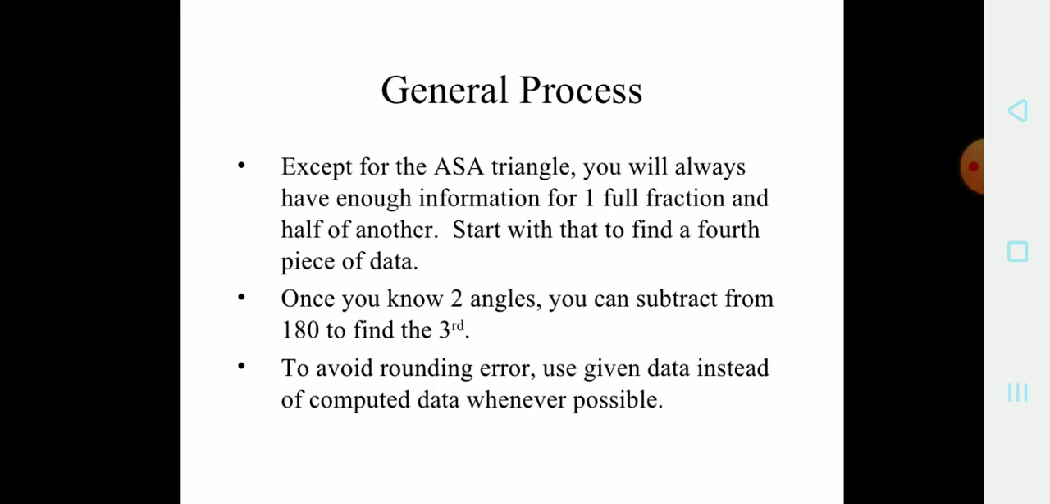So, the general process. Except for ASA triangles, you will always have enough information for one full fraction and half of another. Start with the data and find a missing piece of data. Once you have two angles, subtract from 180 to find the third. To avoid a rounding error, use another given piece of data to compute whenever possible.